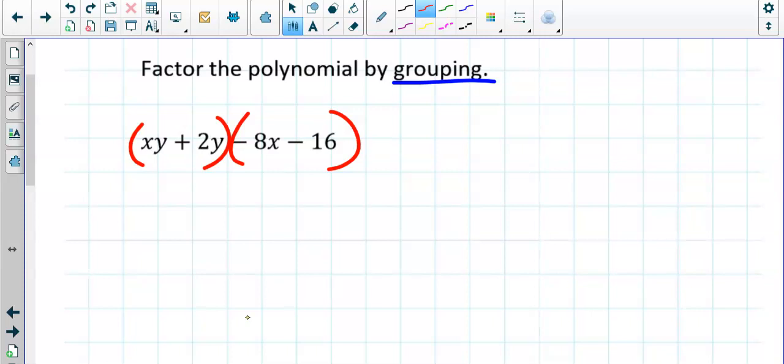So you're going to look at this first parenthesis. What's coming out? The Y. Because both of them have a Y variable in common. So we pull out the Y. Tell me what's left. X plus 2. Perfect.